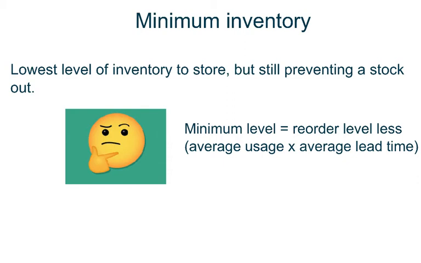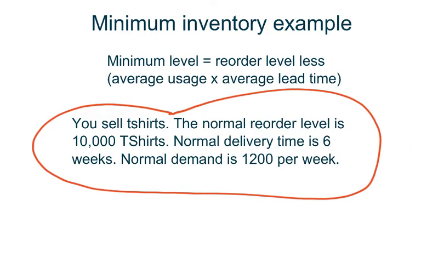Now, the formula that we will use to calculate minimum stock levels is the reorder level. We already looked at that. Less the average usage times the average lead time. Now let's look at an example, and we are saying we sell t-shirts and the normal reorder level is 10,000 t-shirts. The normal delivery time is 6 weeks and the normal demand is 1,200 per week.